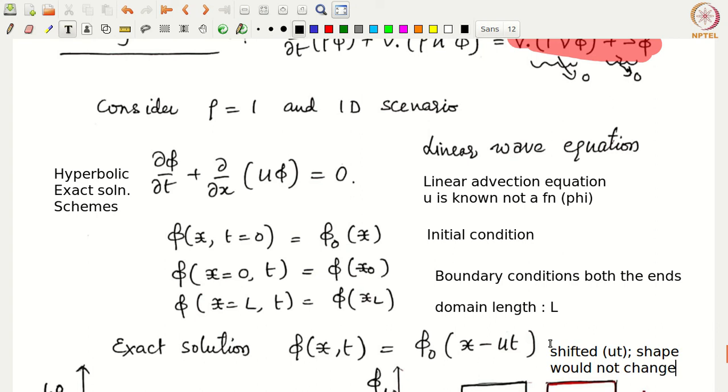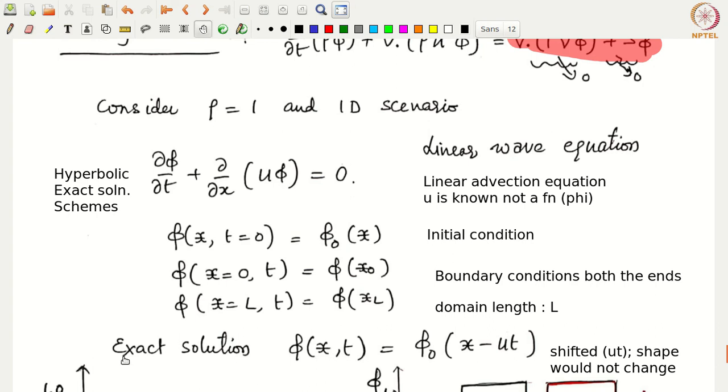That is the property of the 1D linear wave equation. Whatever initial profile is given will remain the same, but there will be a shift of this initial profile to a different location, depending on what u is and what the time is, by a distance u times t, right? That is what this says. Phi of x,t at any time is nothing but phi naught of x, where instead of x you have x minus ut. So the shape would not change, but it only gets shifted, okay?